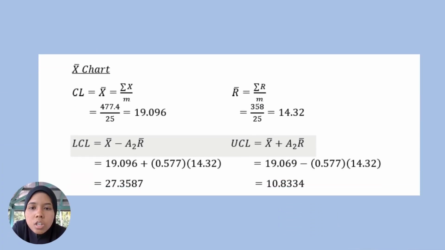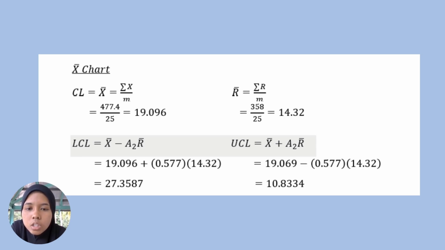Now, I would like to show the calculation for the mean and range chart. First, we would like to calculate the central line, lower control limit, and upper control limit for the X-bar chart. For the central line, the formula is X-bar equals summation of x divided by m, and then we get 477.4 divided by 25 equals 19.096. For R-bar equals summation of R divided by m equals 358 divided by 25, and we get 14.32.